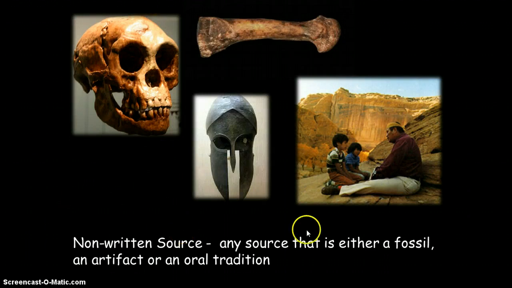Non-written sources. There are three kinds: fossils, artifacts, and oral traditions. That's it. Simple as that. And we have some examples. This guy who needs the dental work up here would be a fossil, as would this bone. This super cool helmet from ancient Greece would be an artifact. And over here we have the picture depicting oral traditions. One generation, the man, passing on stories of his culture to another generation, the boys. Non-written sources. Jump!